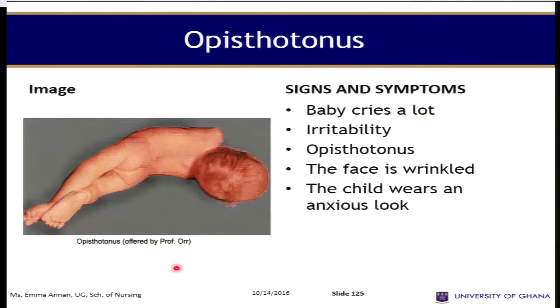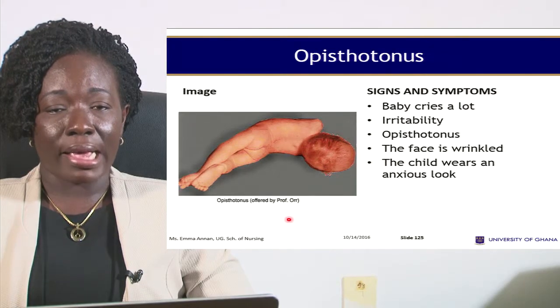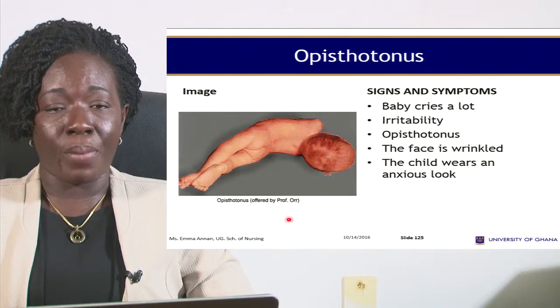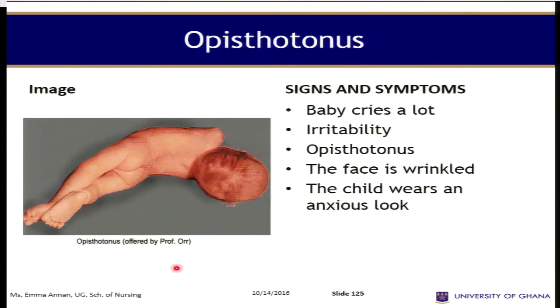There is opisthotonus. That is the image that you see. That's the position that the baby assumes. So that is opisthotonus. The face is wrinkled and the child wears an anxious look.